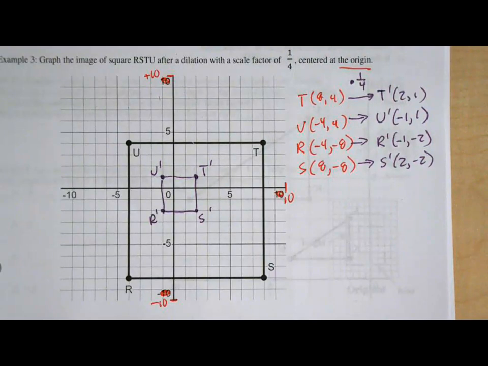If we do everything right, the shape should be maintained, and we should end up with something where all the sides are 1/4 as long as the original. I think it fits. Yes.